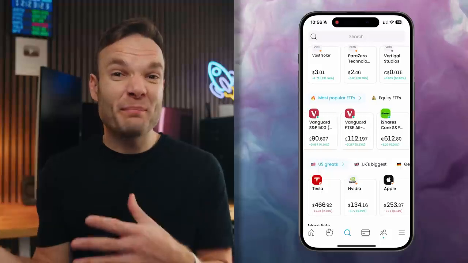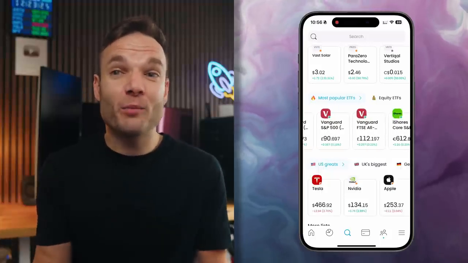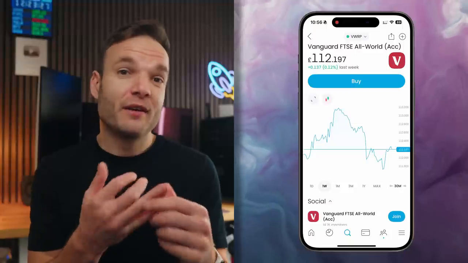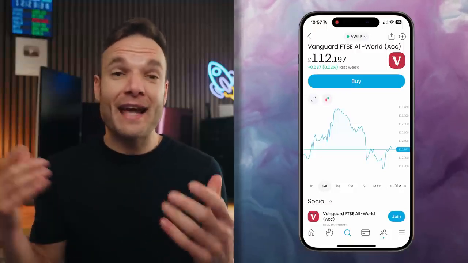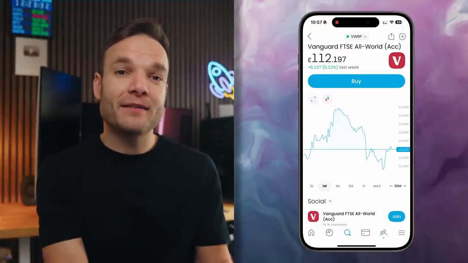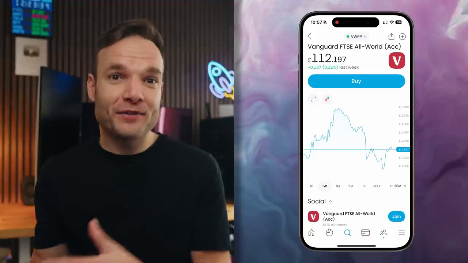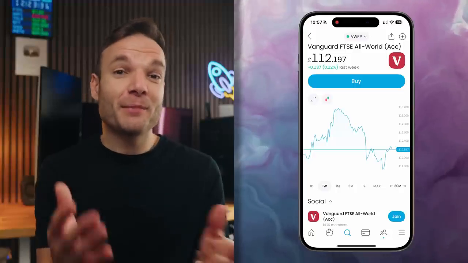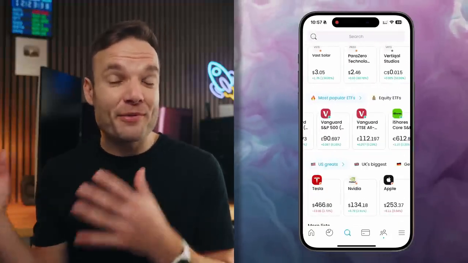For example, with a simple global index fund, you end up with all of the biggest names in technology, financials, real estate, energy, and everything else. All that means is that without knowing anything about stocks and company financial statements, you will become a shareholder in hundreds or maybe even thousands of companies.